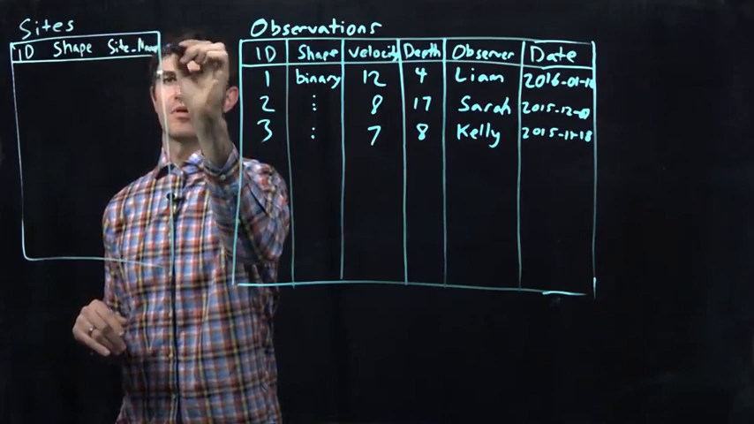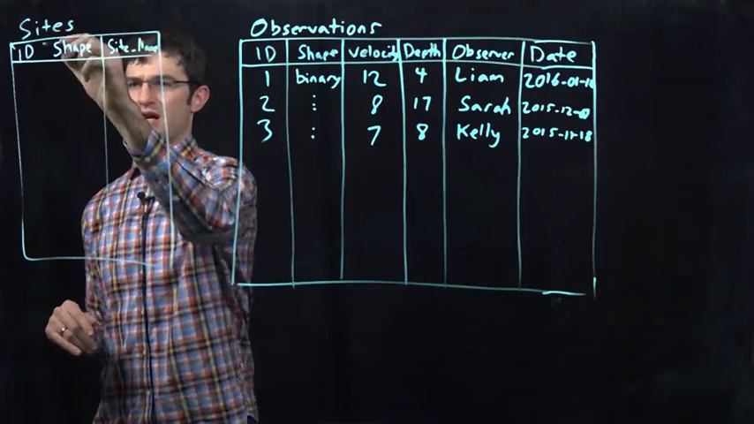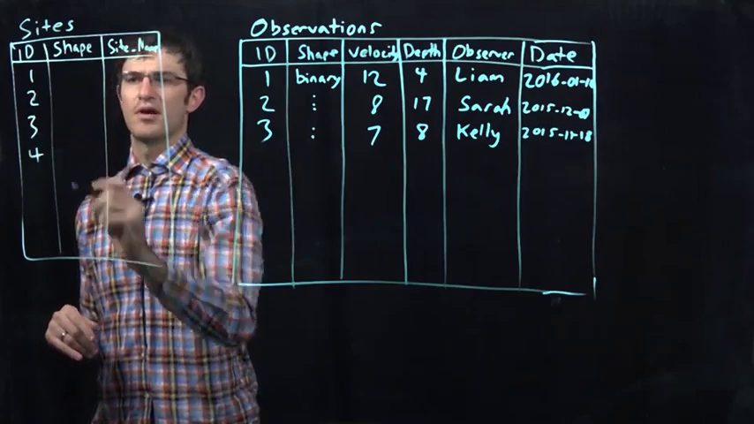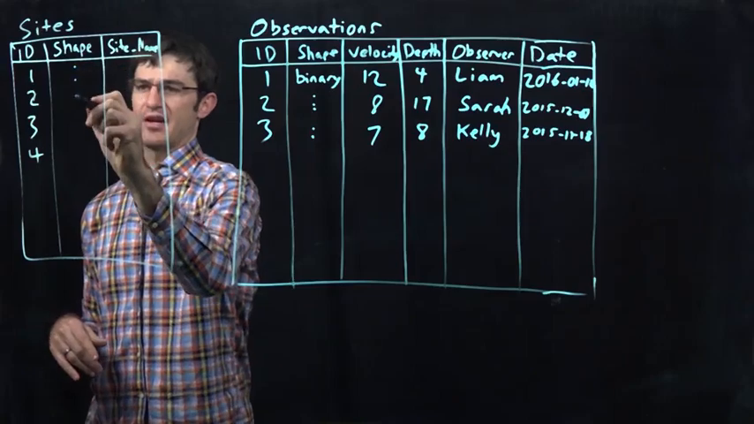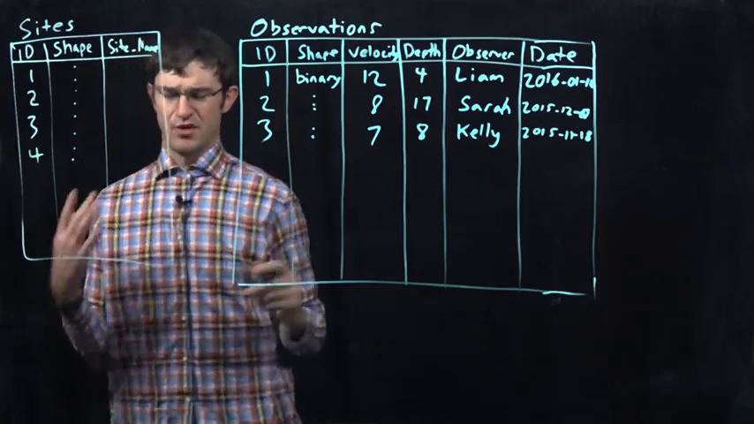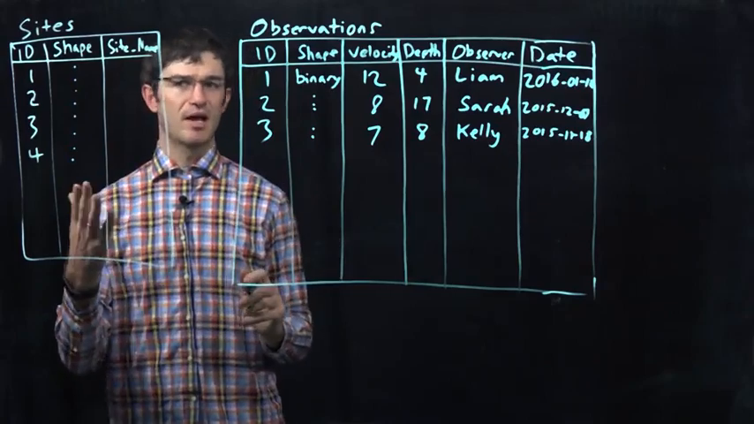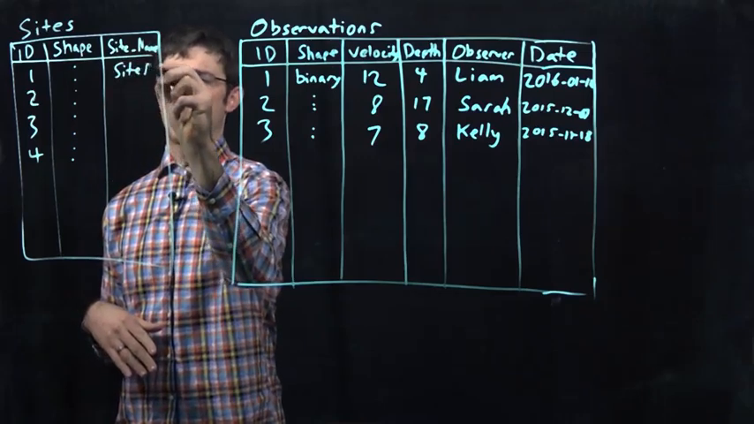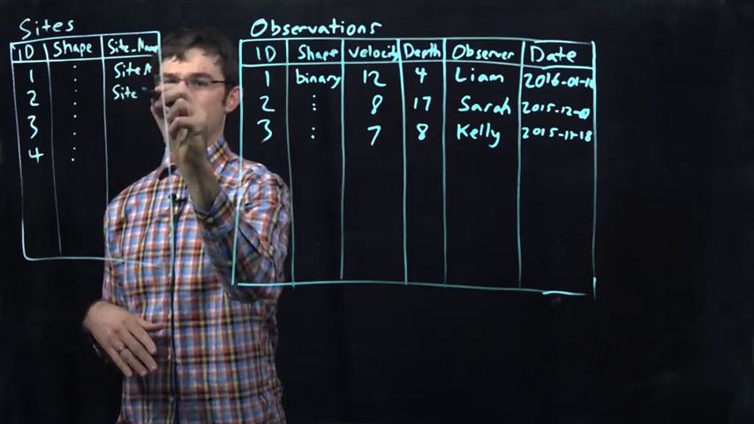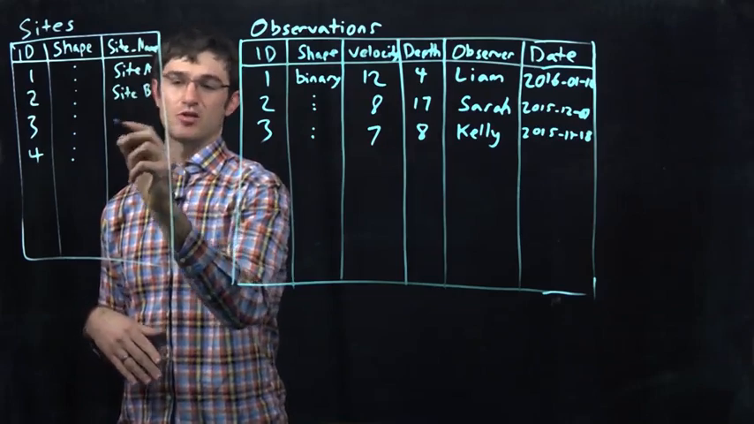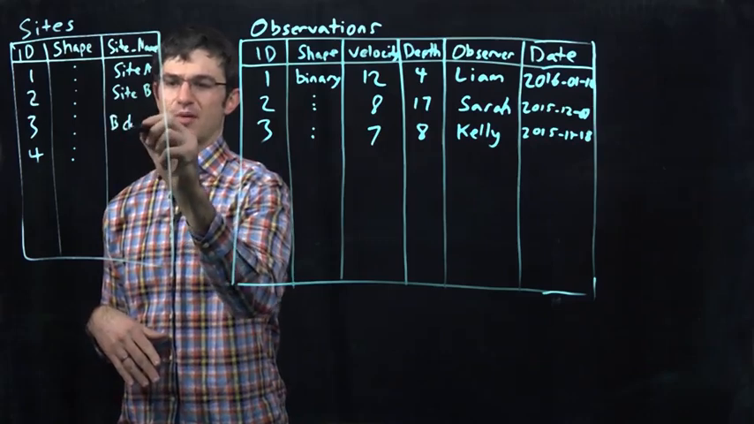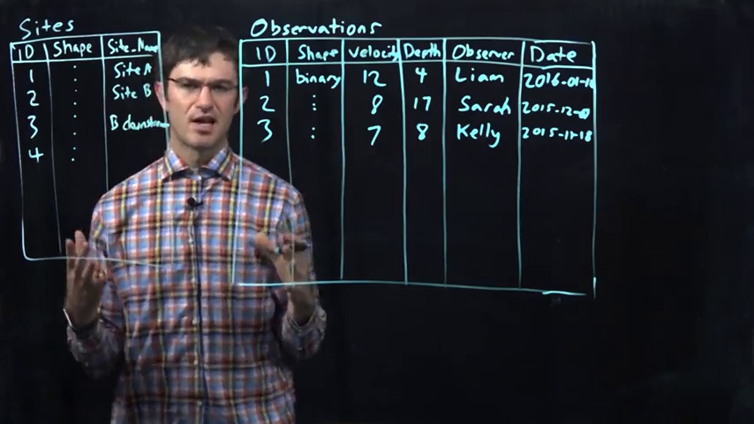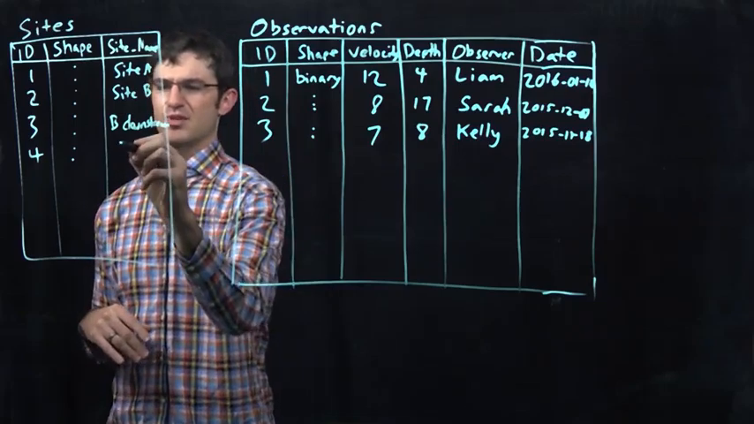Site name. And we'll draw those fields down, and I'll give it a few IDs here. 3, 4. And then this is still binary data here. It represents feature information in ArcGIS. And then we have a site name. I'm going to call them Site A and Site B. And maybe this one will be like B downstream or something, indicating it's still near B, but it's not exactly at B. And then we'll call this one Site C.